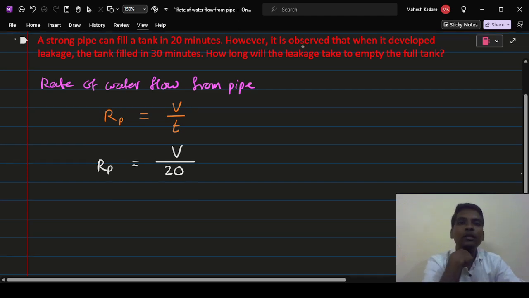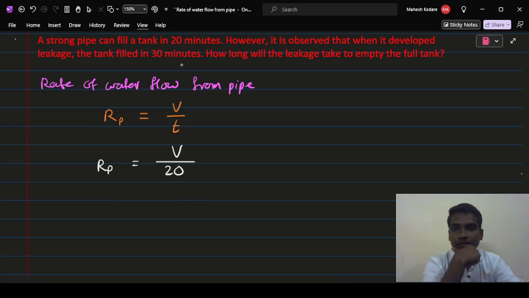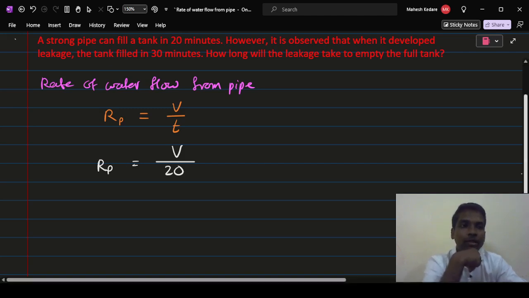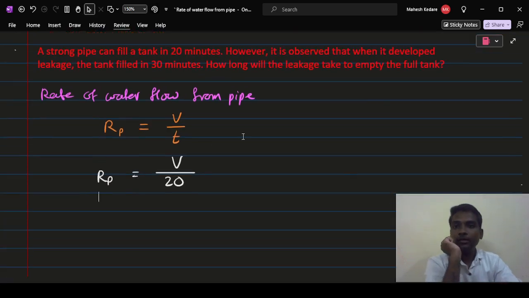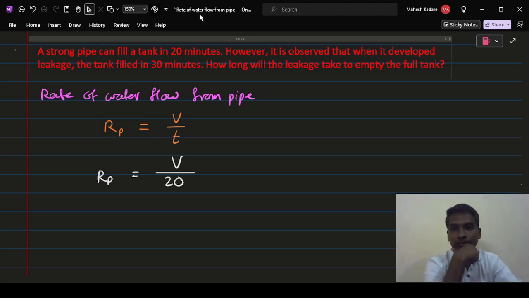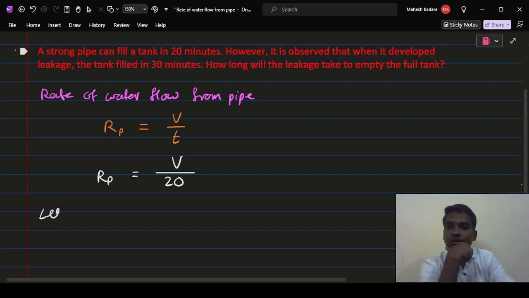Now the second point in the problem is, when there is a leakage, the tank takes 30 minutes to get filled fully. Meaning it takes more time because water is leaking out of the tank. In the time of 30 minutes, certainly more water will flow out of the pipe because the water is flowing from the pipe at the same rate. In 20 minutes, the volume of water that flows from the pipe fills up the tank. In 30 minutes, meaning 10 minutes more, water will flow out of the pipe. So let's denote the volume of water flowing out of the pipe in 30 minutes by V dash.